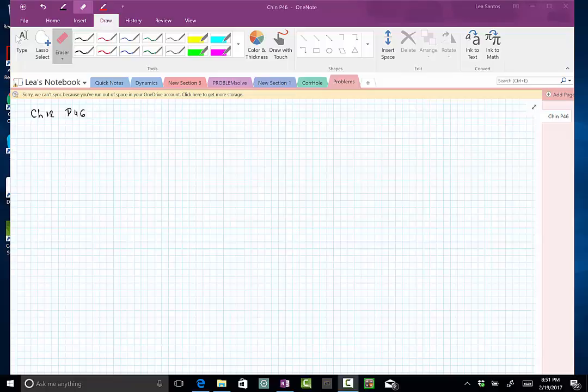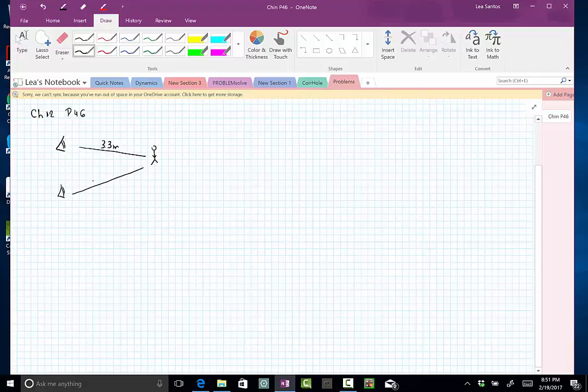Okay, so we have one speaker here and this speaker is 3.3 meters from a person. All right, so let's put here 3.3 meters. There is a second speaker here and the distance is 4.5 meters. Okay, and they give us the temperature so we know what is the speed of sound.